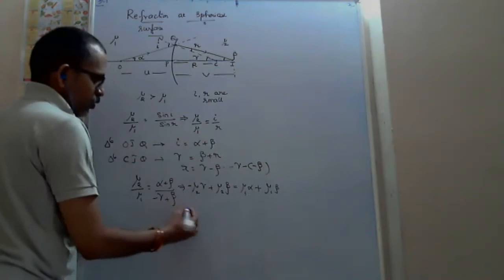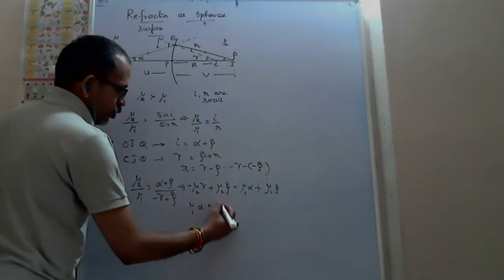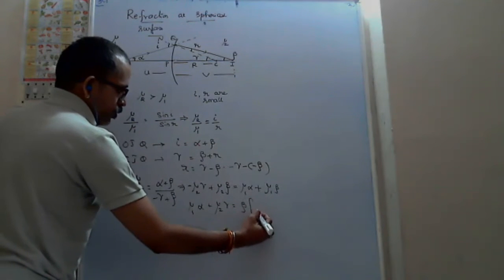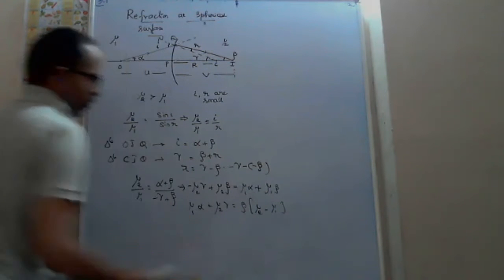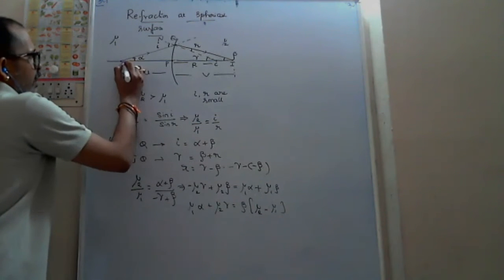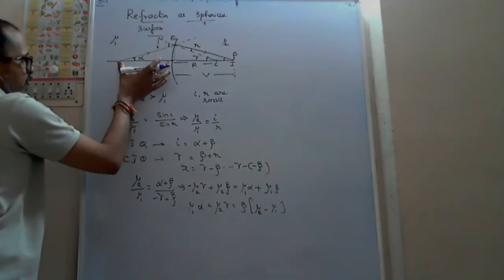Right. So you are saying that mu1 alpha plus mu2 gamma equals beta into mu2 minus mu1. That one you are telling? Yes sir. Right. Okay, accepted, Nana. And here, what are the values of alpha and gamma? If you see there, can I write tan alpha is equal to opposite side by adjacent side?